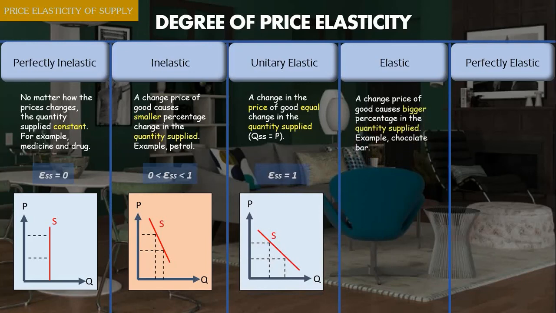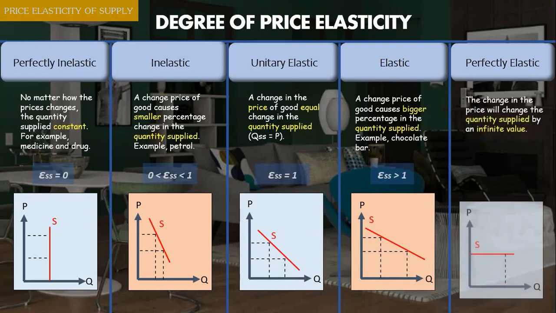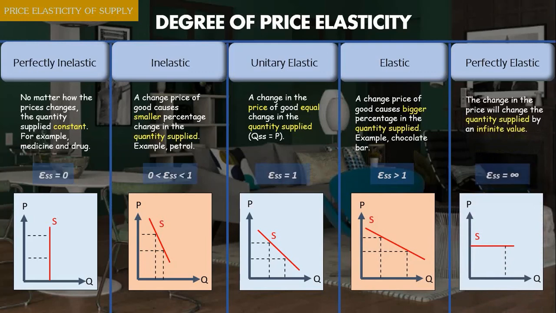Other than that, elastic, a change in price of a good causes a bigger percentage change in quantity supplied. For example, chocolate bar. The elasticity of supply is greater than 1. And the last one is perfectly elastic. The change in the price will change the quantity supplied by an infinite value.